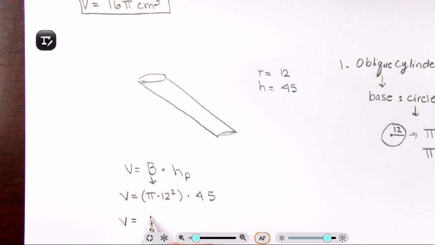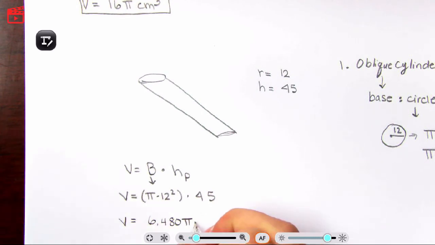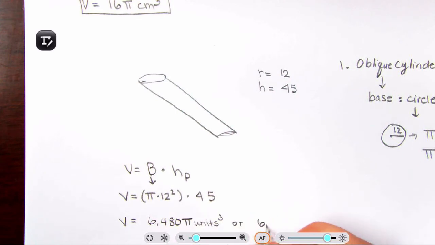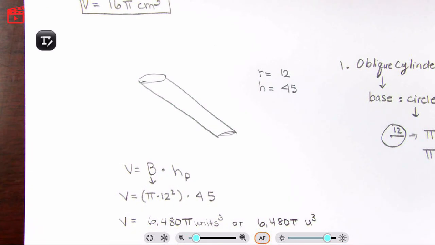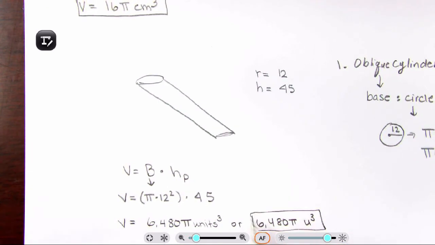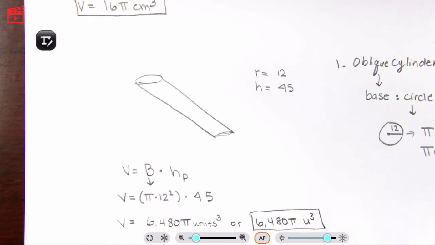So we have 6,480 pi. And what are our units? I don't know. I didn't write it. So let's say there is, for an example, no units for your numbers. You can write units cubed, or you can say u cubed, whichever. Again, if the directions tell you to round, go ahead and round. If they don't, don't.